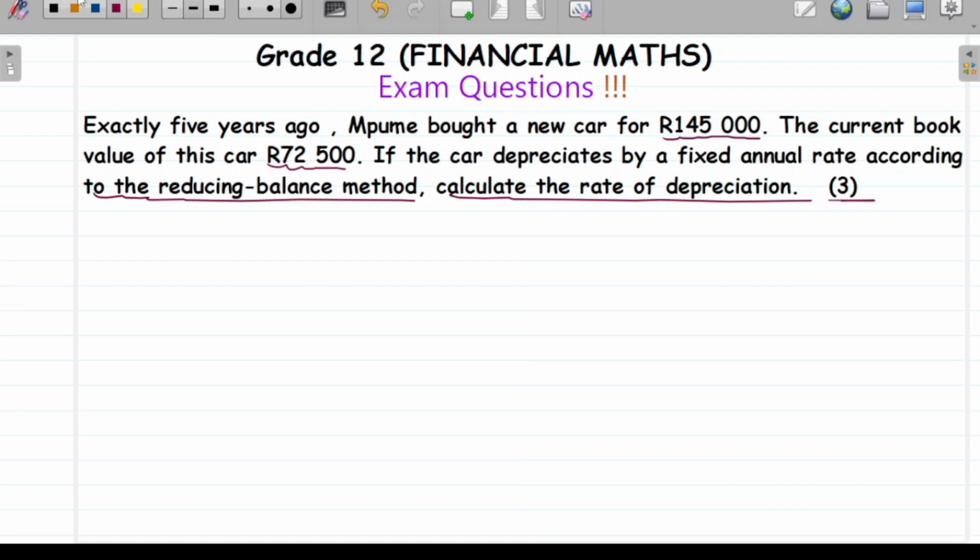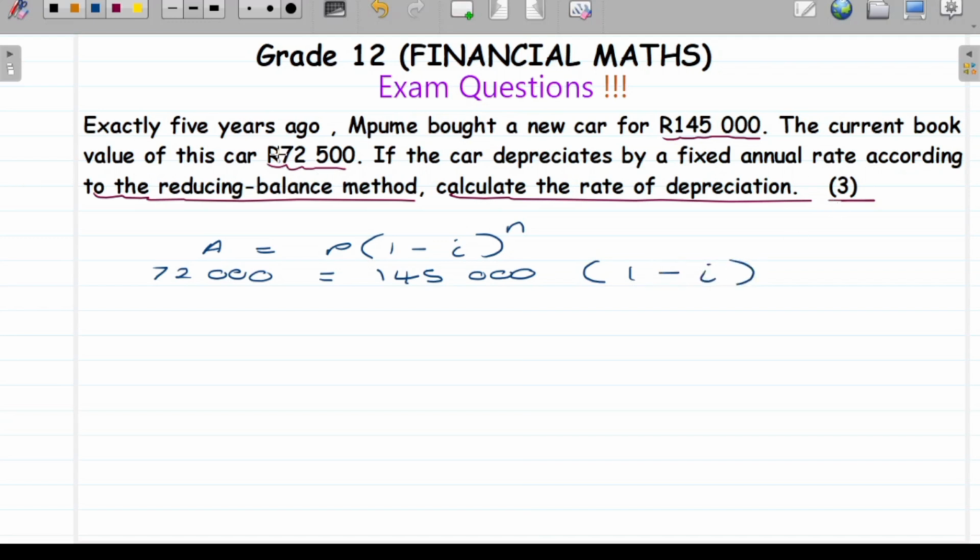Yes, guys. If you've already guessed the formula that we're using, kudos to you. We are using the reducing balance formula. If you know it by heart, you are a serious one, and you are going to get that mark you deserve. So here we have A is equal to P(1 minus i) to the power of n. We know the after value is 72,000 rand, and the present value would be 145,000 rand, and then we have 1 minus i. We are solving for this i.